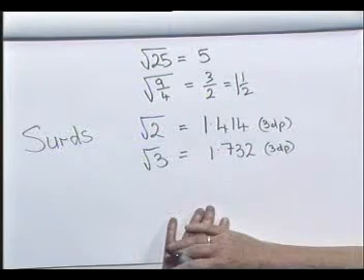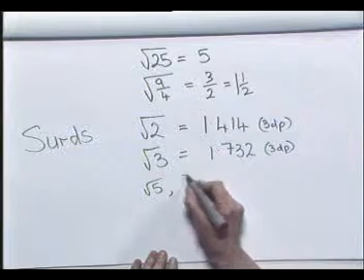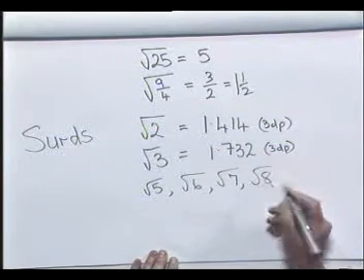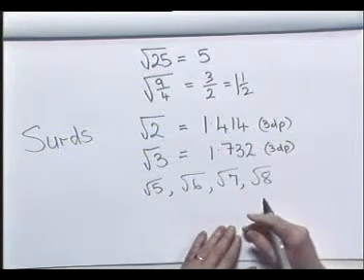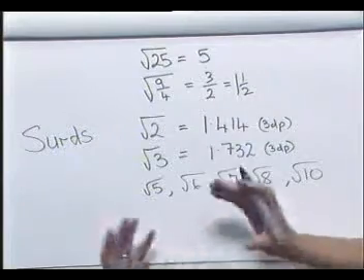Other common surds would be root 5, root 6, root 7, root 8, not root 9 because we know that's 3, and root 10. Now, why do we need to know about surds? Well, surds crop up a lot when we're using Pythagoras' theorem and in trigonometry. And so we need to know how to manipulate these in various calculations. And we need to know how to simplify them as well.